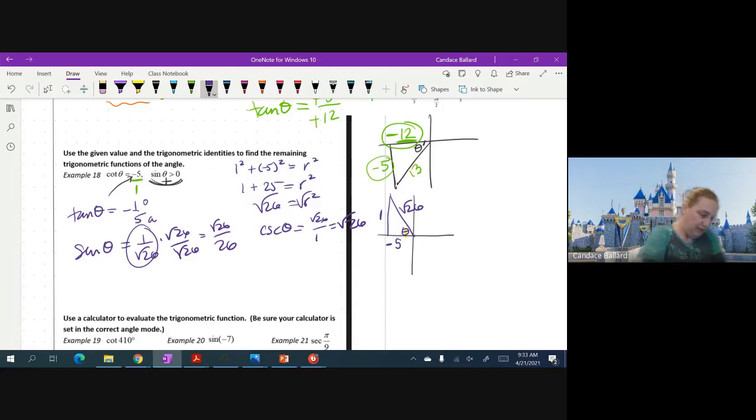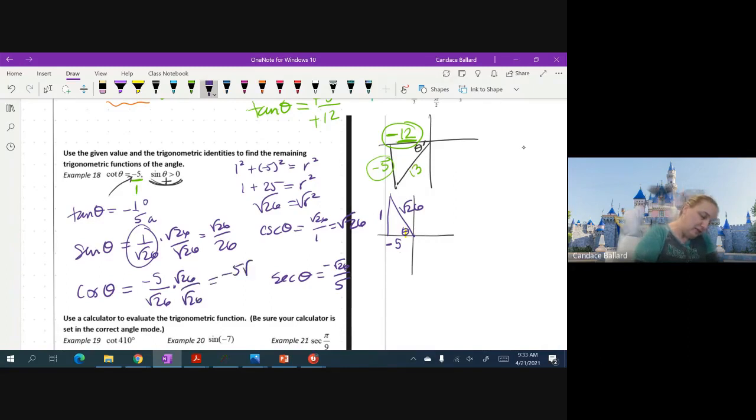That's nice. All right, cosine of theta equals the adjacent, negative 5, over the hypotenuse, square root of 26. I'm going to go ahead and flip my reciprocal now so I don't forget about it. It doesn't matter where that negative floats, so secant is square root of 26 over 5. Rationalize again: negative 5 over 26, square root of 26 over 26.